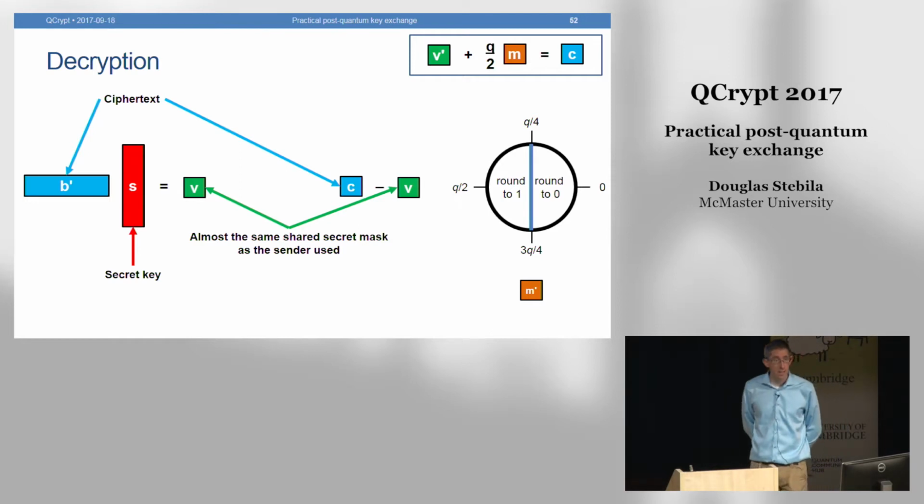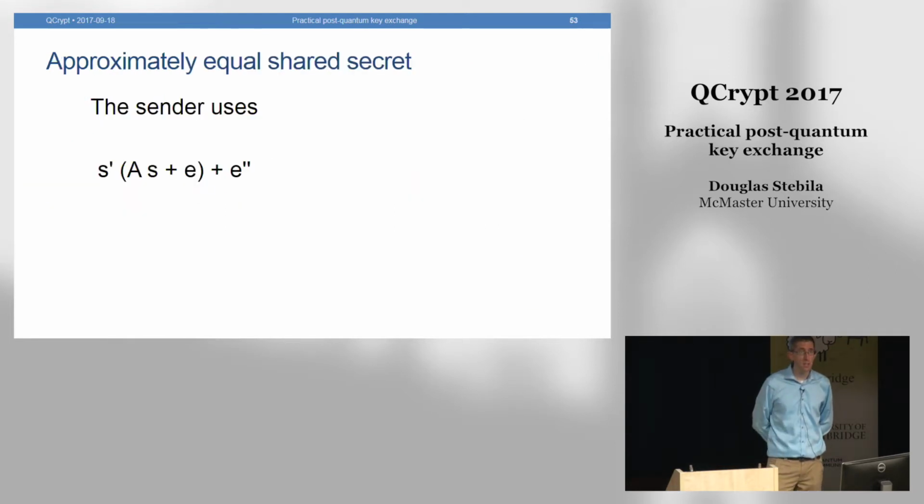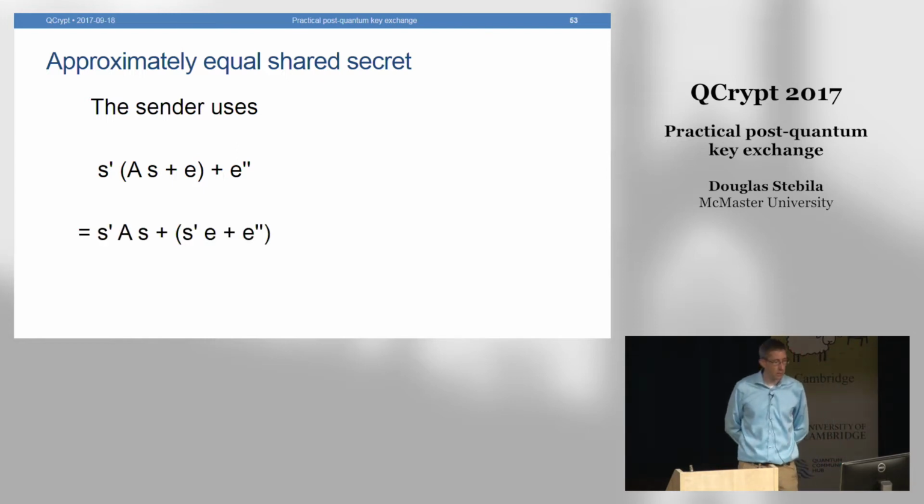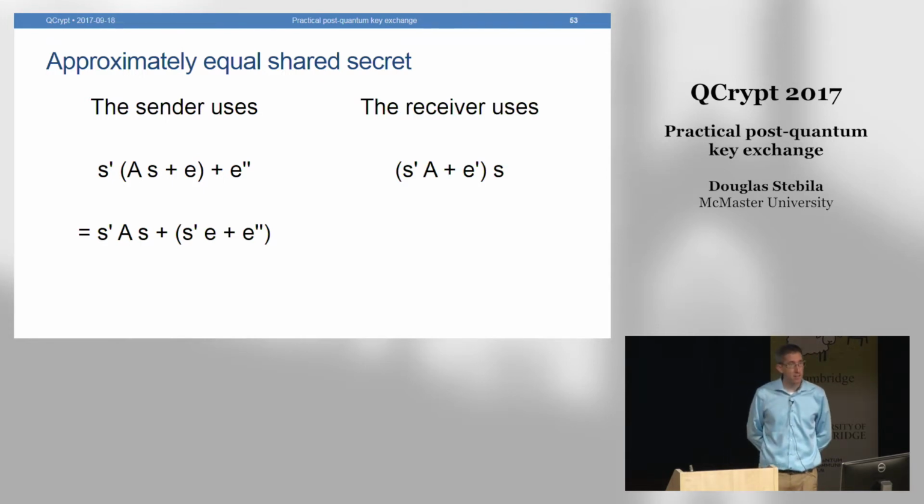And the reason for this rounding and the reason for this q on 2 encoding is because the mask values V and V prime are not going to be exactly equal. They're only going to be approximately equal. If you remember, the sender computed their shared mask value this way: S prime times the sum AS plus E, plus their own noise. And when we expand it out, we get this value here, S prime AS plus some noise. Whereas the recipient computed their mask value as shown here: the sum S prime A plus E prime, all multiplied by S.